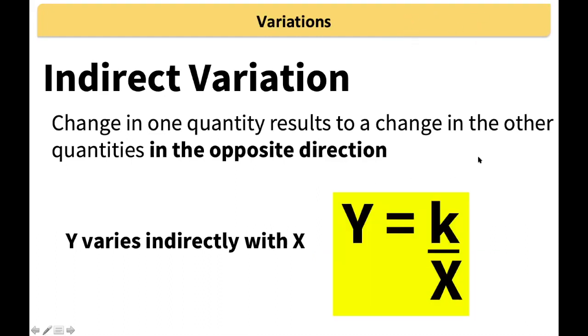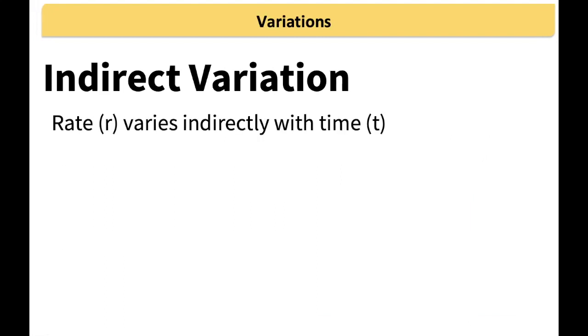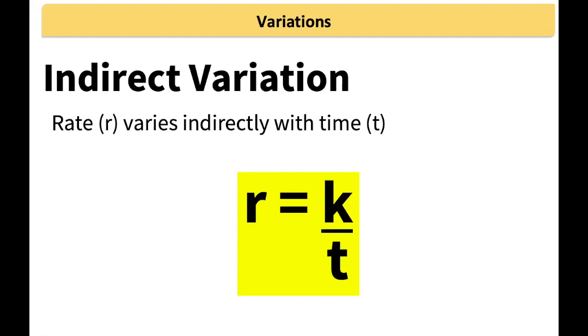Okay? So kung kanina we have y is equal to kx, sa indirect variation naman we have y is equal to k over x. Okay, so a classic example would be rate. Rate varies indirectly with time. Ano ibig sabihin ng rate? For example, R is equal to K over T.